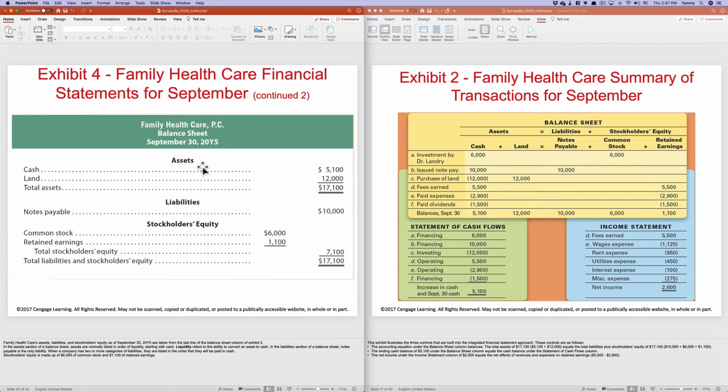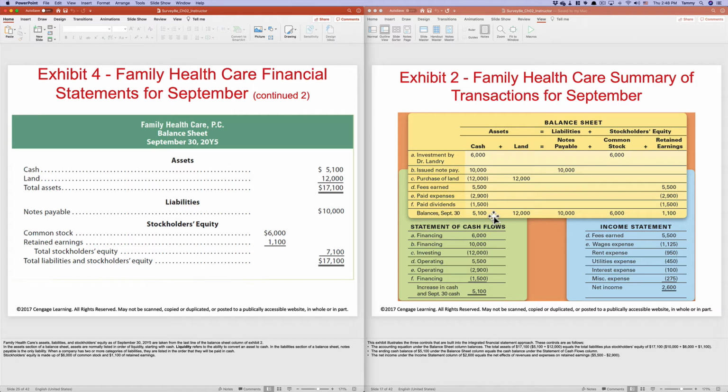So here we have our assets. We have $5,100 in cash at the end of the day. We have land totaling $12,000, and that means that our total assets are $17,100. And we can see that from here, right? This all just picks up from the balance sheet portion of our transaction entry system, our land here and our total cash here.